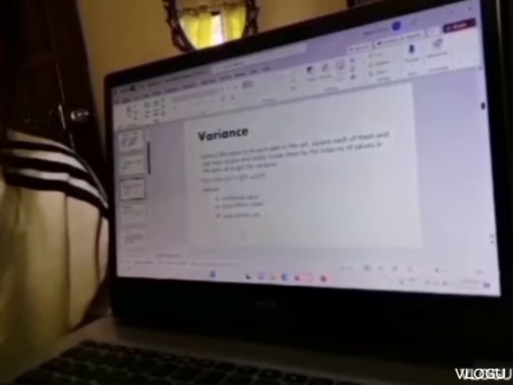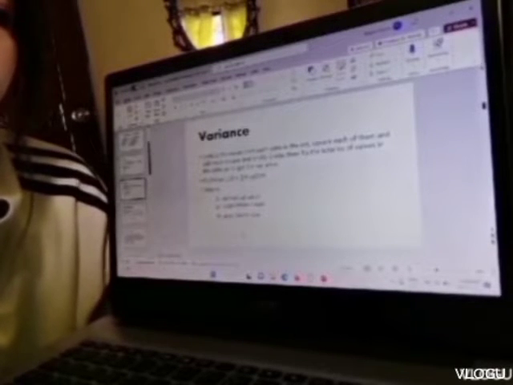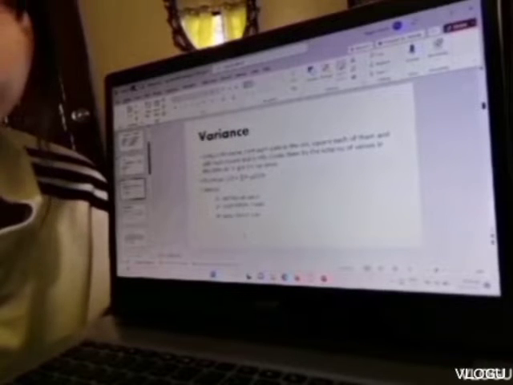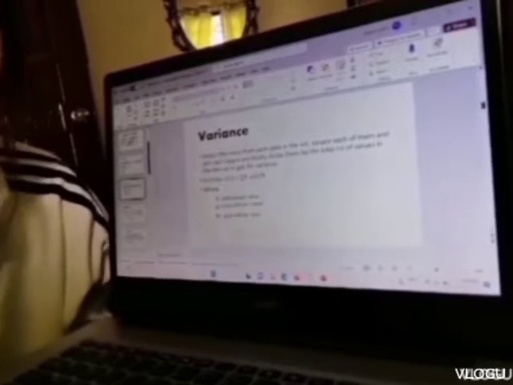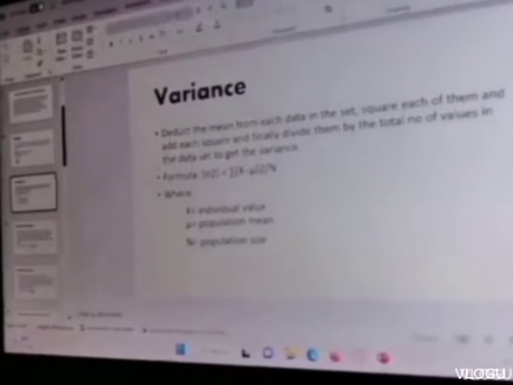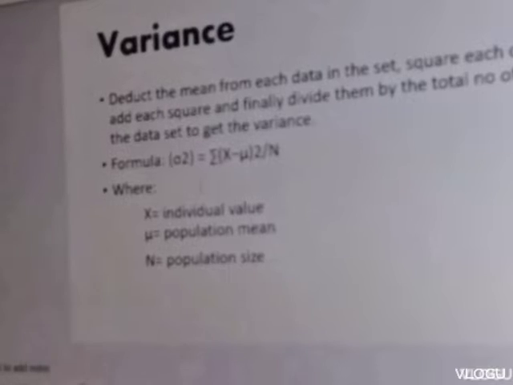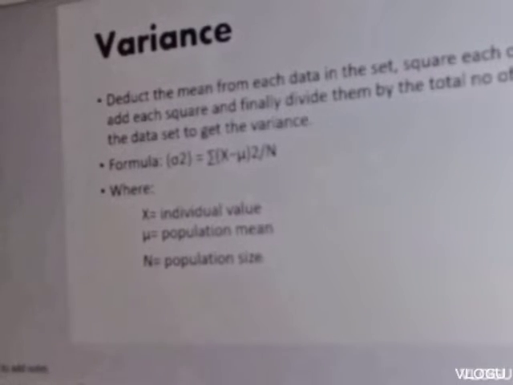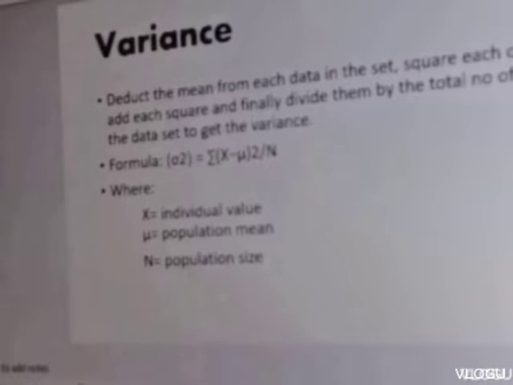Variance. Deduct the mean from each data in the set. Square each of them and add each square and finally divide them by the total number of values in the dataset to get the variance. So here is the formula. This is the population variance, where x is the individual value, mu is the population mean, and N is the population size.